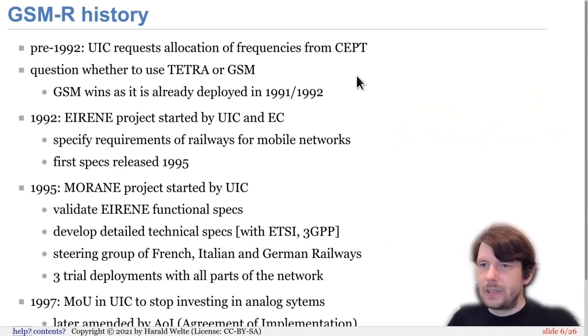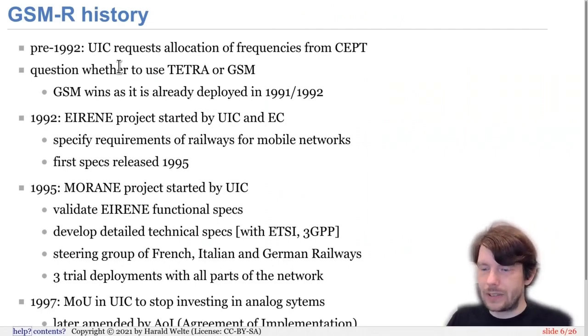And in 92, then the EIREN project, not sure how to pronounce it in English, was started by the Railway Association, UIC, and the European Commission. And the goal was to specify requirements of railways for mobile networks. So basically, the railway operators had to get together and specify on a very high level what kind of requirements they would have for a cellular mobile network.